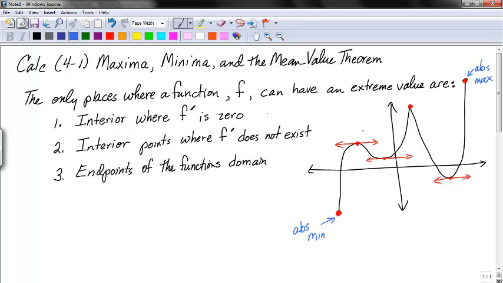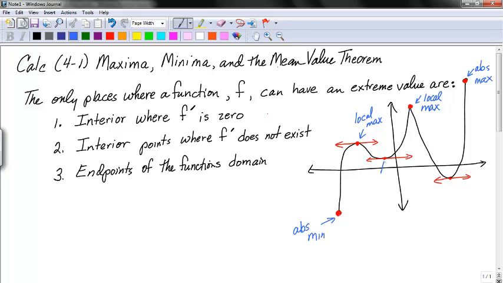This would be a max, but it's not the absolute max. It's a max over a certain interval of the graph, so that is what they call a local max. This would be another local max. It's a maximum, but it's not the highest point on the graph. The highest point is the absolute max.